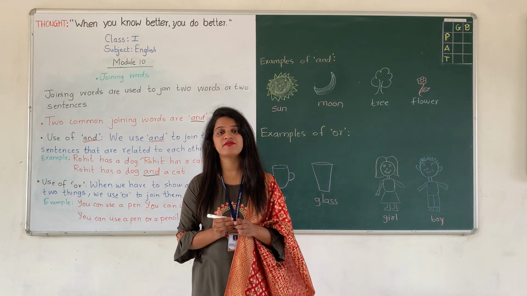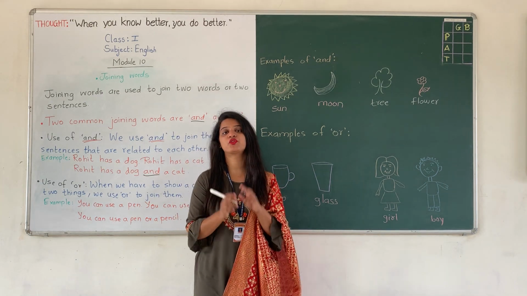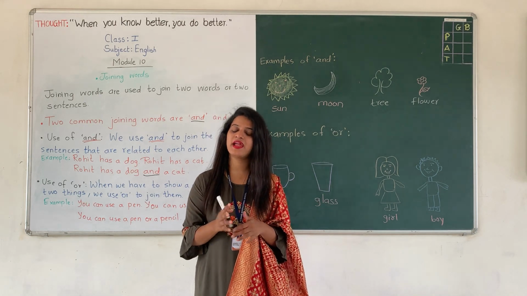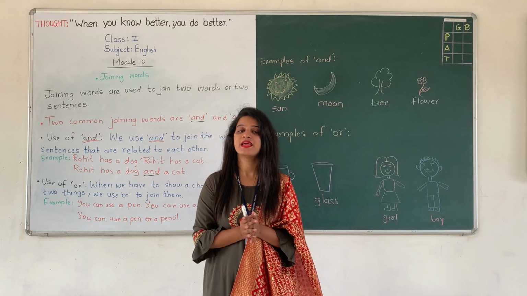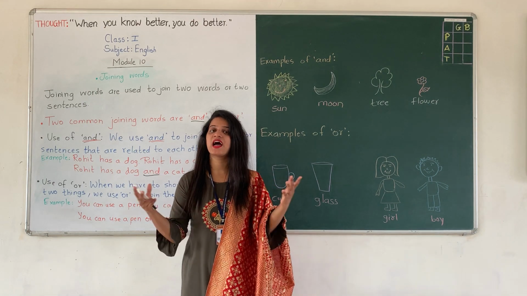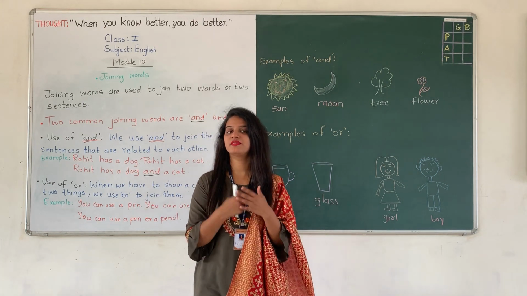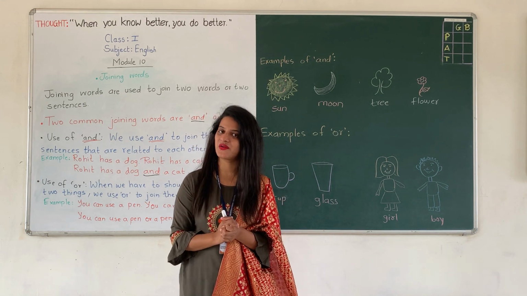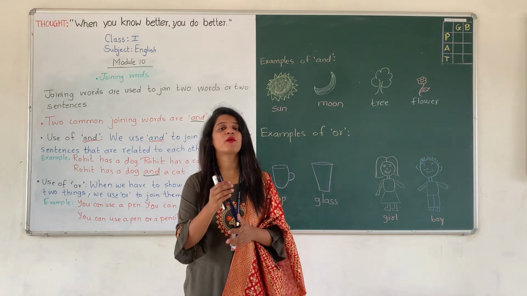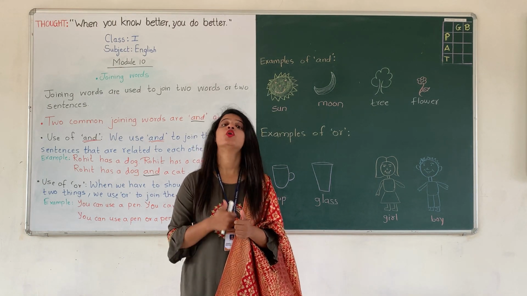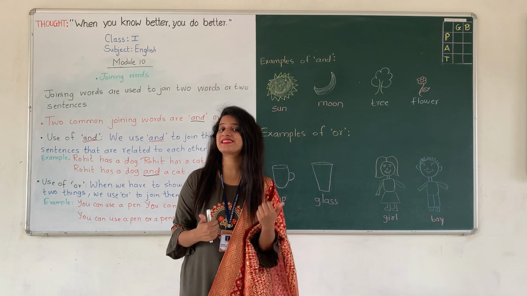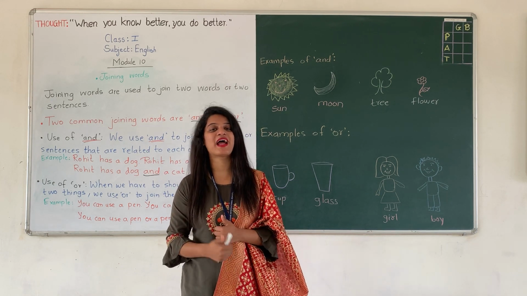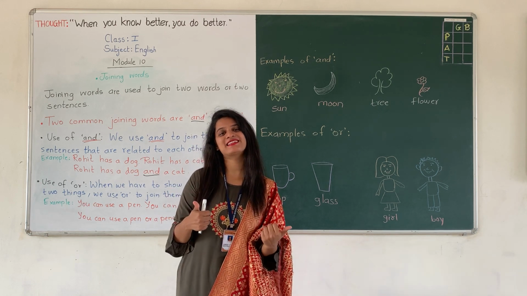Understood? So whenever we have to talk about two things or two sentences at a time, if you want to talk about both things, and if those words or sentences are related to each other, that time we have to use the joining word and. For example, if your mom asks you, do you want a chocolate or an ice cream? You will say, I want both. I want chocolate and ice cream.